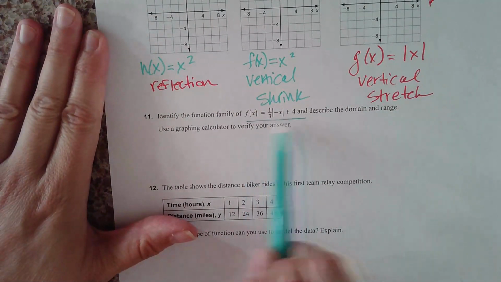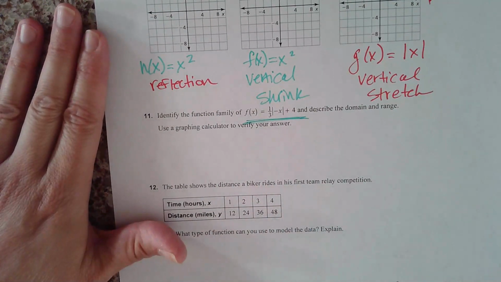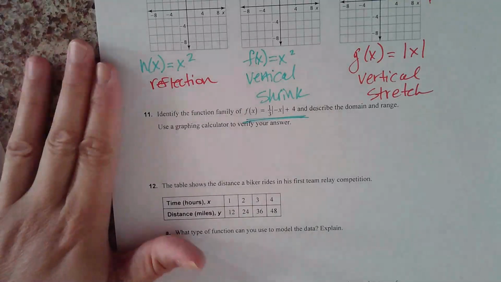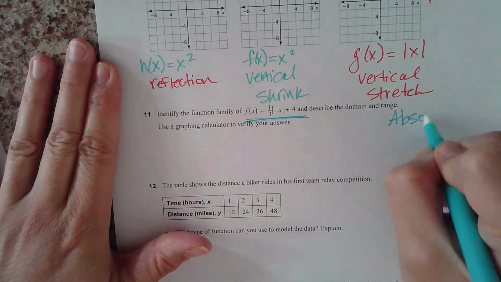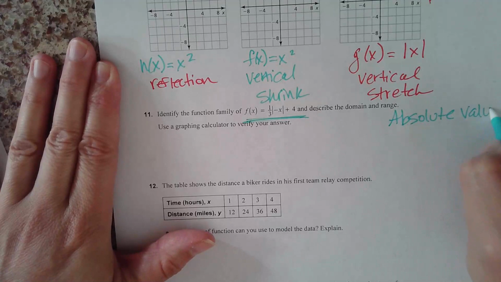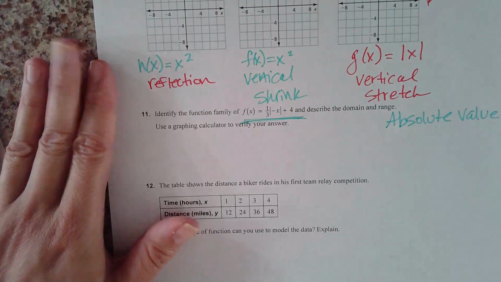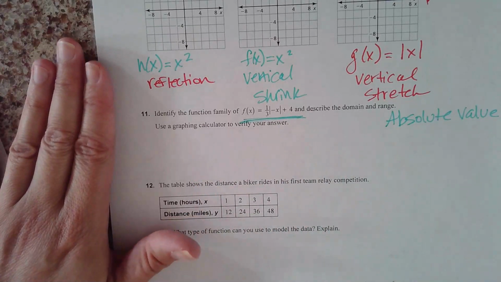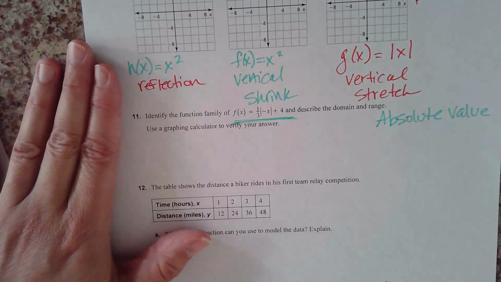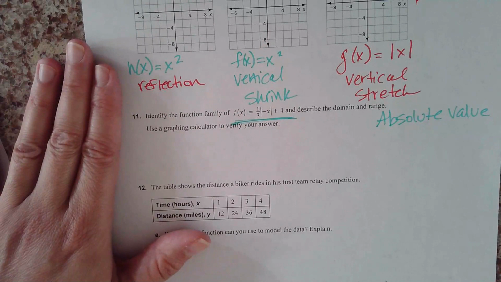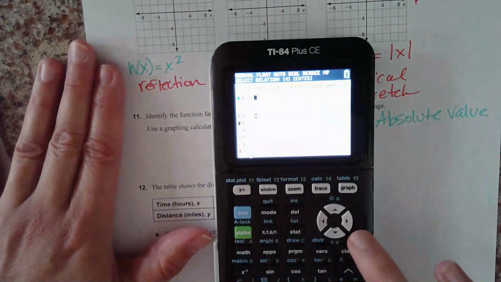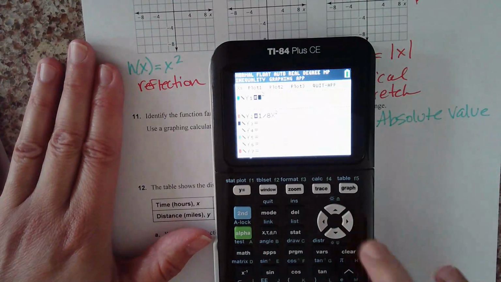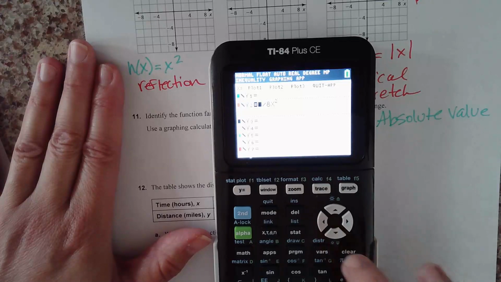You should be able to look at this function and see what family it belongs to. If you see those absolute value symbols, it belongs to absolute value. So that's the family of functions it belongs to. It says describe the domain and range. I always think it's helpful to look at the graph of the equation to be able to describe the domain and range. So I'm going to go ahead and clear out my other stuff in here.